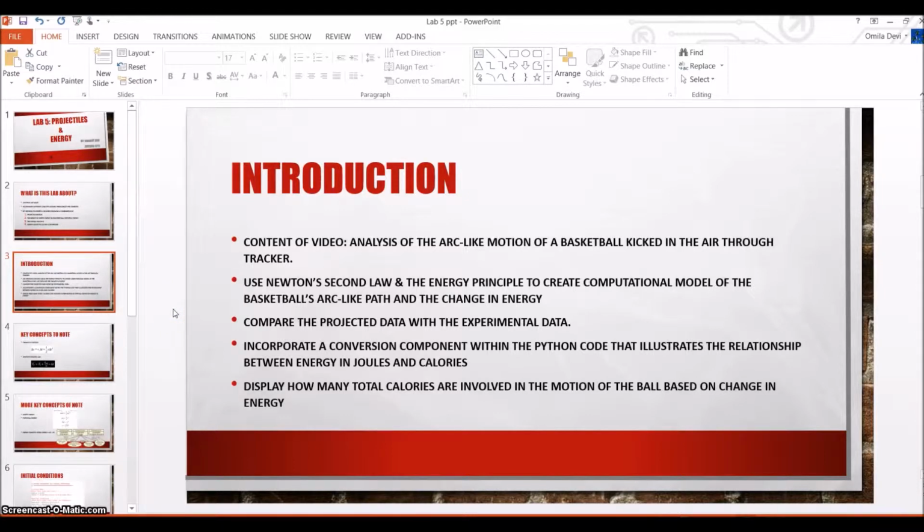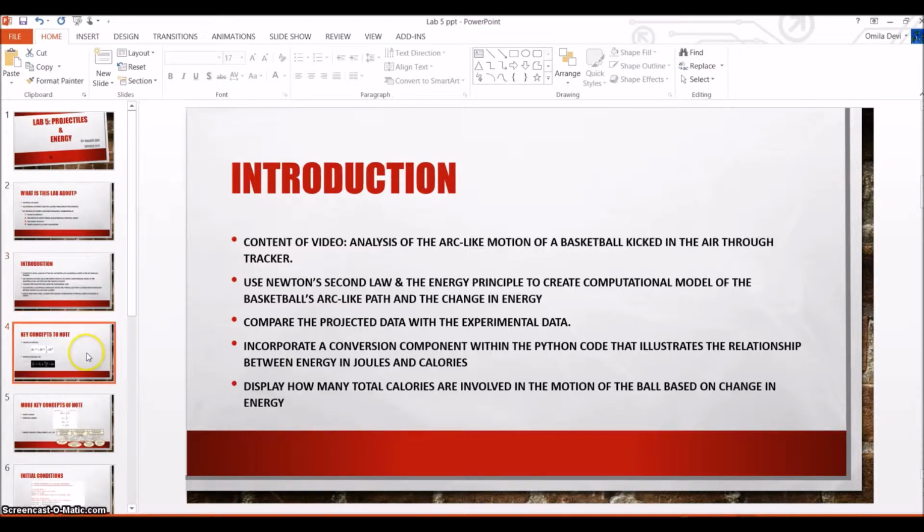The content displayed through Tracker will analyze the arc-like motion of my basketball as it is kicked through the air. In terms of the computational model, the primary tools used were Newton's second law and the energy principle, in order to both map the ball's arc-like motion and gain a higher understanding of the change in energy involved as it moves. Then I moved into comparing my projected data with my experimental data and mapping the differences and similarities between the two. Afterward, the conversion from joules to calories was explored through a conversion component within the Python code to illustrate this relationship. Lastly, the total calories involved were displayed in the motion of the ball based on the change in energy.